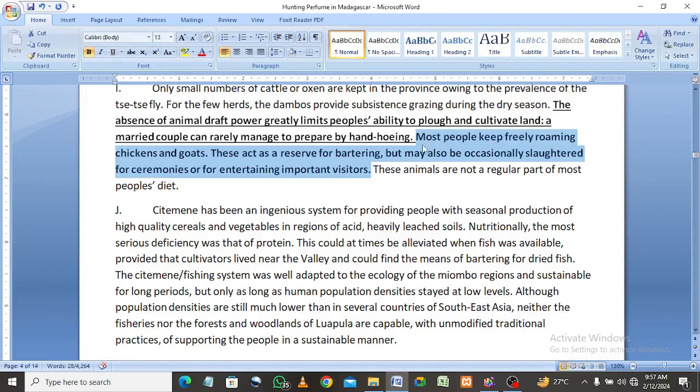So let's underline this now for question 2. And read. Most people keep free-roaming chickens and goats. These act as a reserve for bartering, but may also be occasionally slaughtered for ceremony or for entertaining important visitors.